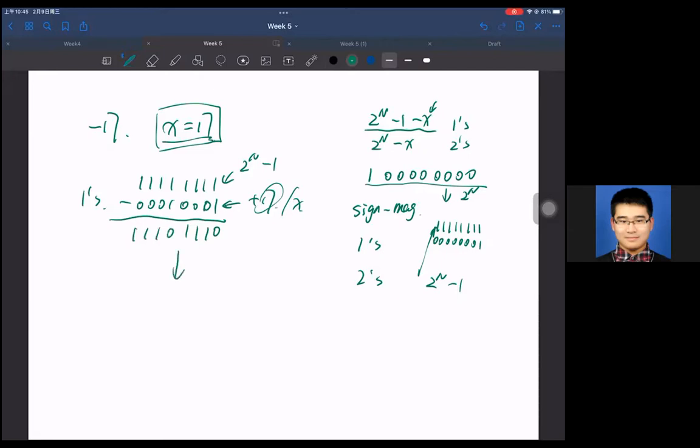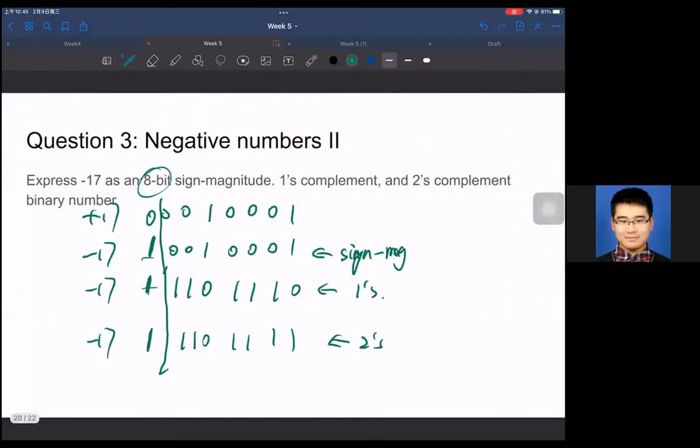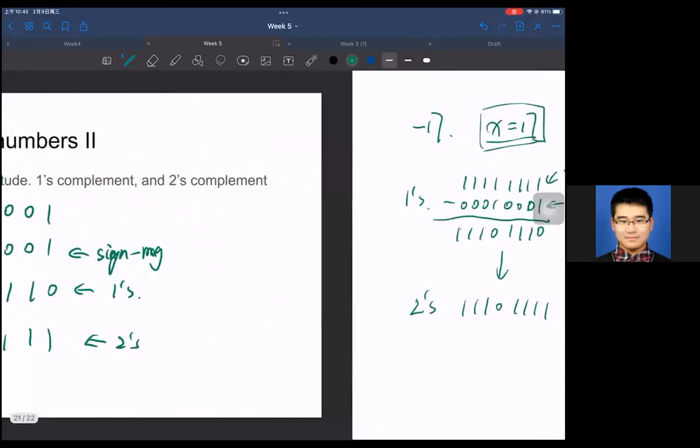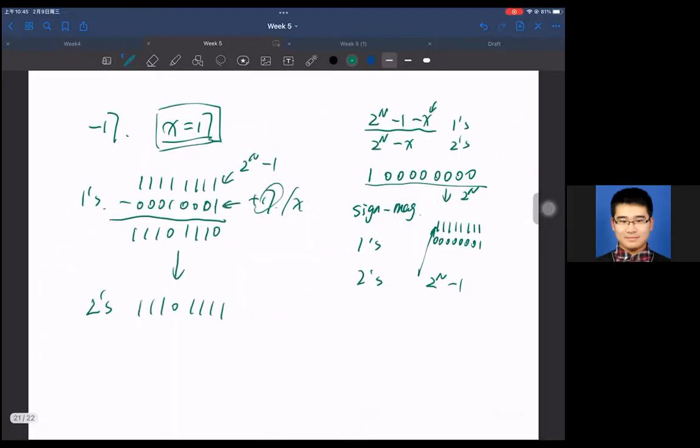And finally, for 2's complement, just add 1. 1, 1, 1, 0, 1, 1, 1, 1. Is that a bit the same? Okay. So you see two aspects of these.